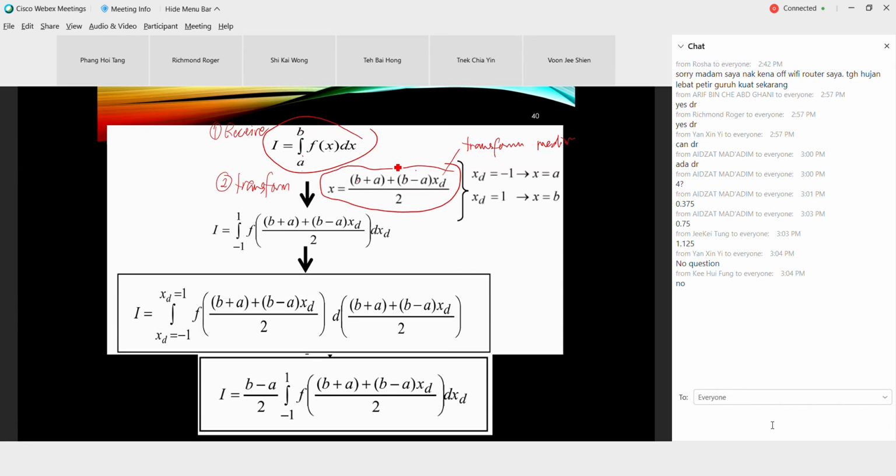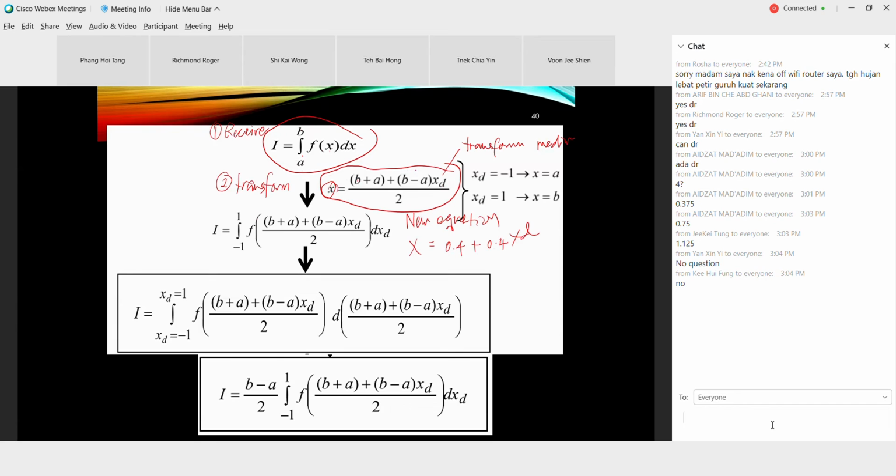When you solve this, you will produce a new equation. You must replace x in the original equation with this new equation. So you will get, for example, x equal to 0.4 something plus 0.4 xd. This is an example. So this is the new equation.